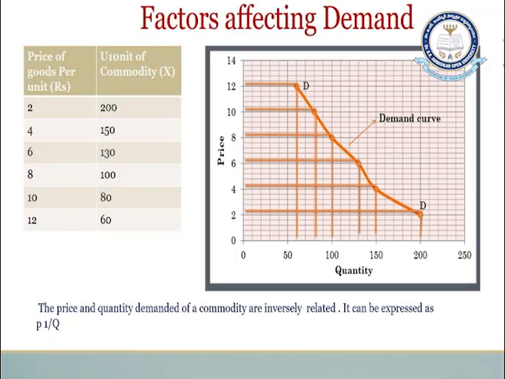If you look at your screens, you have the price of the goods and the commodities which are demanded. If you see, at 2 rupees the customer was taking 200 units, at 4 rupees 150 units. As the price goes up from 2 to 4 to 6 to 8 or 10 and 12, quantity demanded is falling. So, therefore, this is nothing but an inverse relationship, and the demand curve is sloping downwards from left to right, showing this inverse relationship.